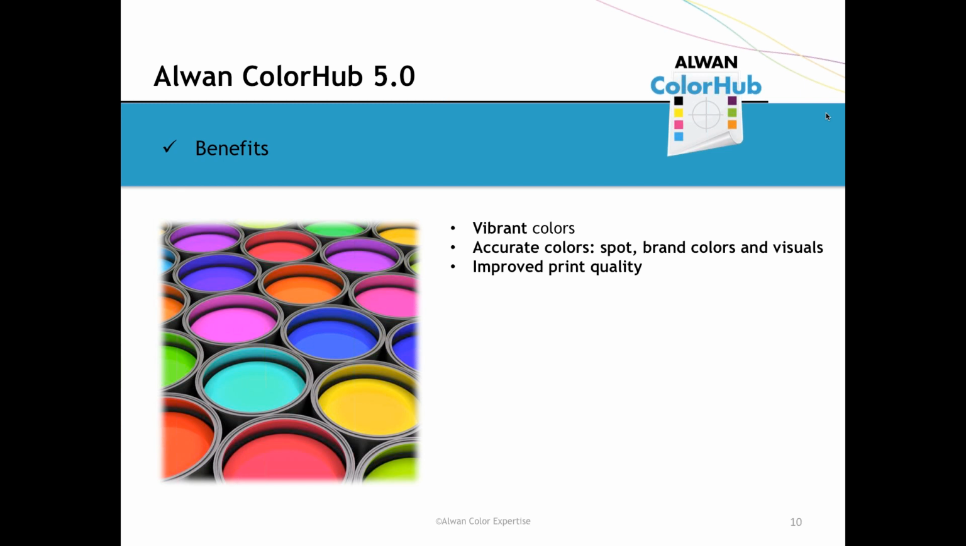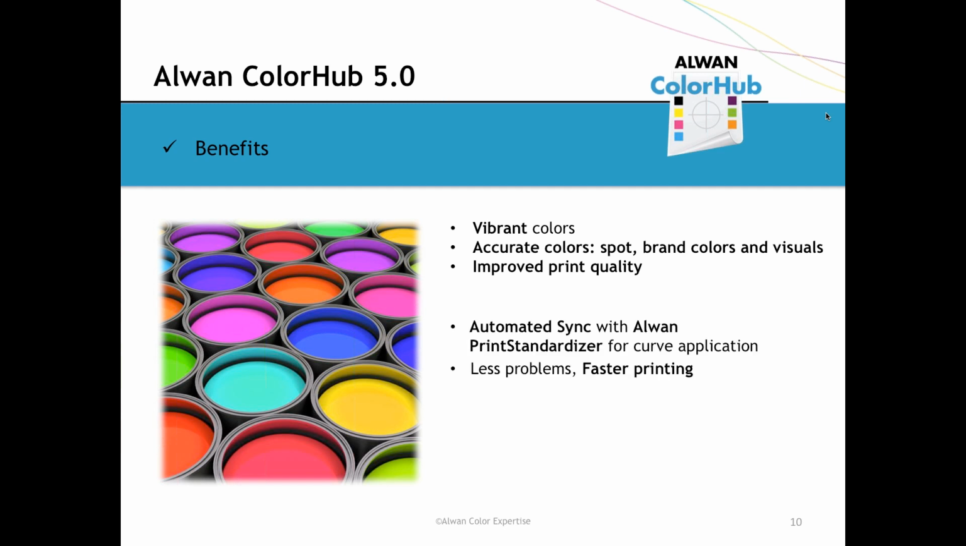So the benefits are that we can go beyond CMYK with very vibrant colors. The accuracy, what we are known for with CMYK Optimizer, is always there. But we can now also do accurate color management on brand colors and visuals that are projected or used on mobile devices. And the goal of Alwan ColorHub is to improve the print quality.